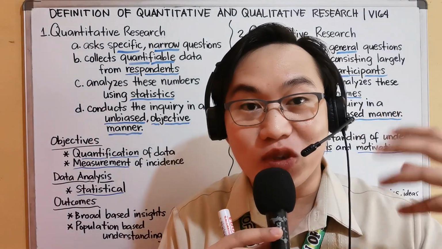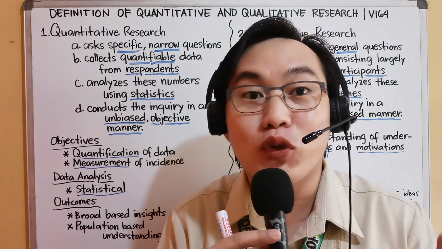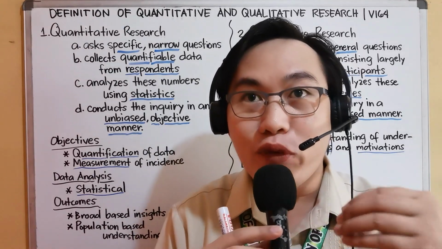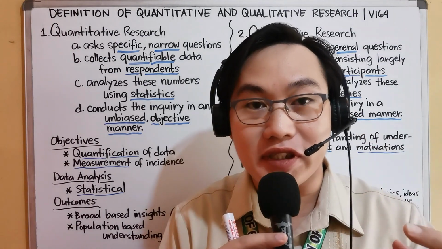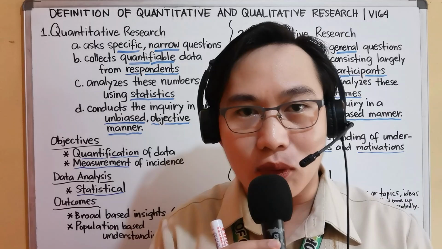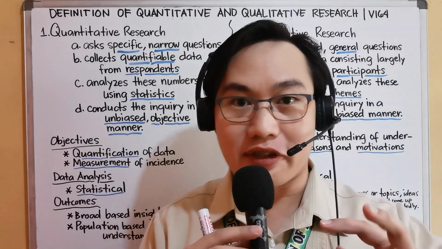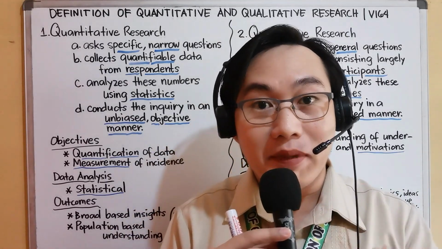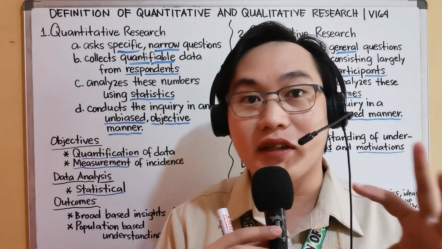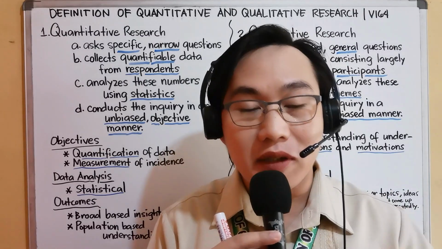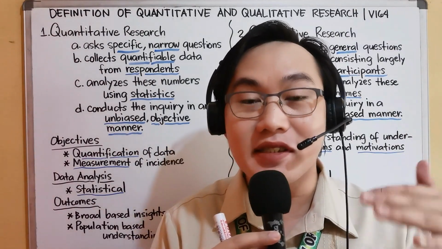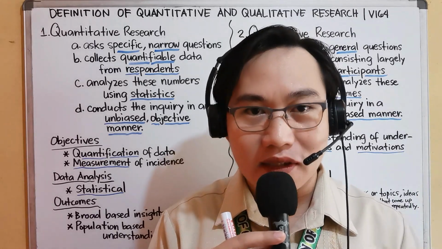Kaya sinasabi dito that qualitative research is prone to bias, which is also true. Kaya nga dapat we have to correct ourselves. If we are writers or researchers in qualitative research, we should have to follow the ethical conduct of research, which is ipakita mo talaga, ipalabas mo what is the data, okay? Kasi kung i-apply naman natin ang thematic analysis holistically, we could still be able to avoid practicing bias and being subjective in a qualitative research.